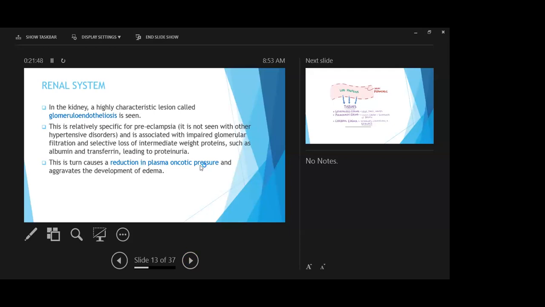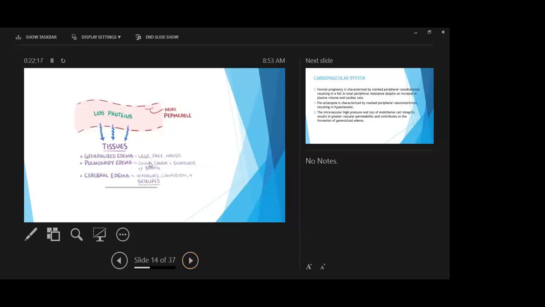So as we have already discussed, preeclampsia involves almost every system of the body. In the renal system, what happens is there's a lesion called glomeruloendotheliosis, and it is relatively specific for preeclampsia. It causes the selective loss of intermediate weight proteins like albumin and transferrin, leading to proteinuria. As we know, the proteins maintain the plasma oncotic pressure, and when there is proteinuria, the plasma oncotic pressure will fall, and it aggravates the development of edema. Here you can see that the membranes have become more leaky, more permeable, and there are fewer proteins. These both factors contribute to the development of edema. The patient will have generalized edema. She can also have pulmonary edema and cerebral edema leading to seizures.